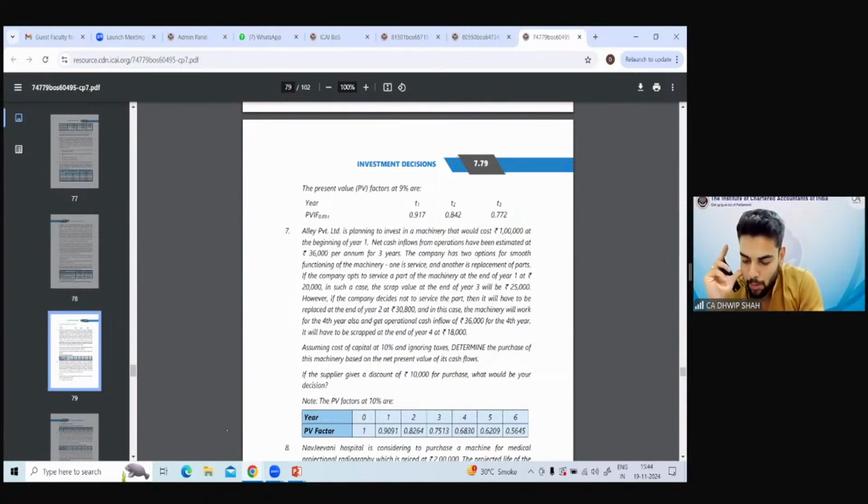If the company opts to service a part of the machine at the end of year 1 at rupees 20,000, in such a case, the scrap value at the end of year 3 will be 25,000. So if the company is going for servicing, it has to incur an additional cost of 20,000 at the end of year 1. And in that case, the scrap value, salvage value, would be 25,000 at year 3 end.